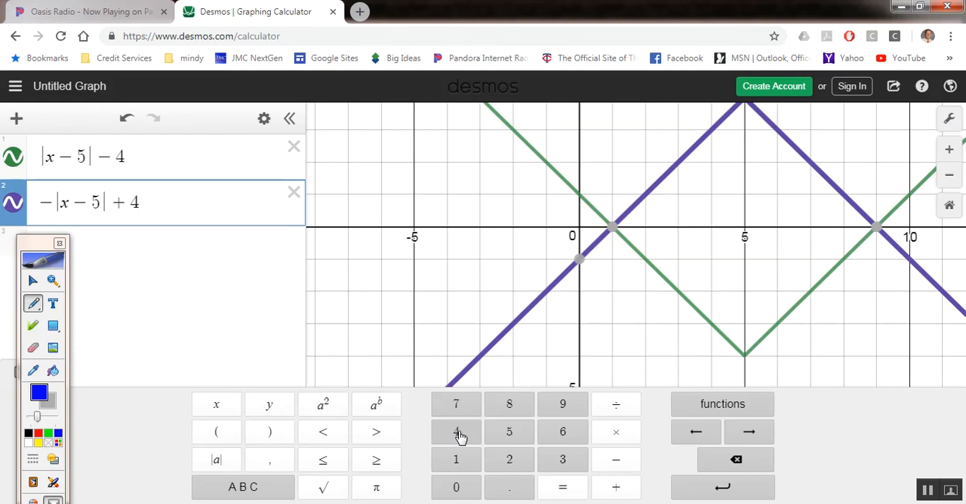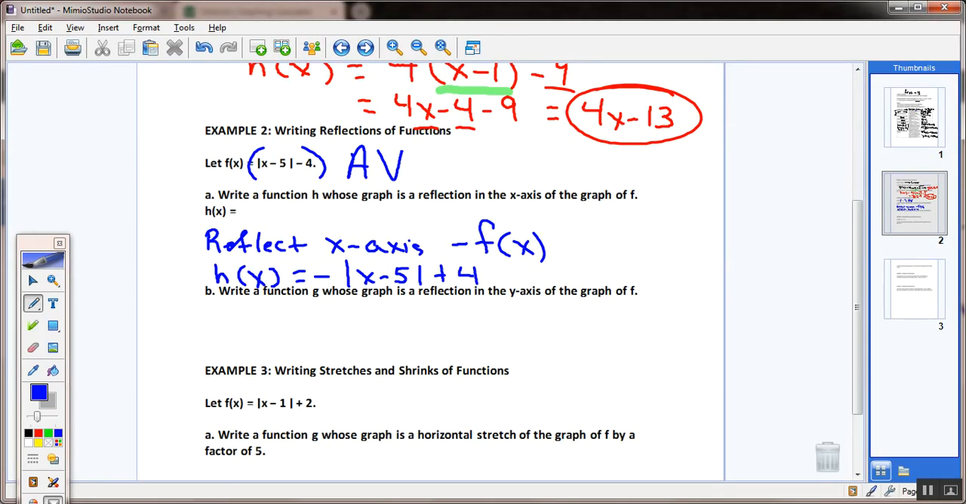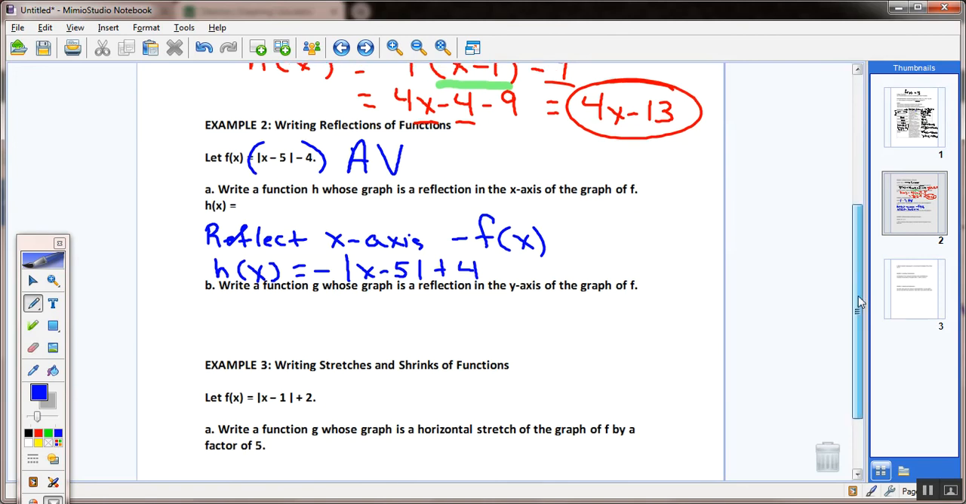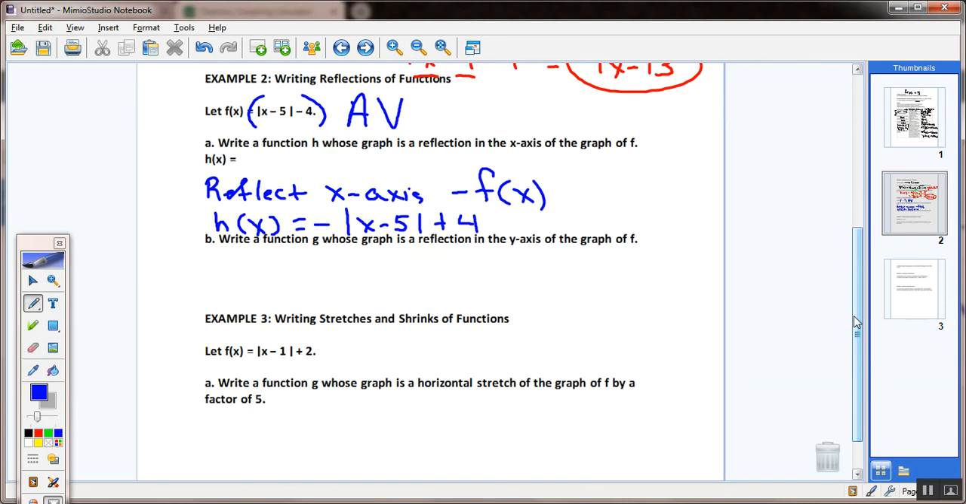Does that look like a reflection, one flipped over on top of the other? Yeah. Are we right? Yes. We have to be, okay? Right? Let's try another one. It says write a function g whose reflection is in what, kids? Y-axis. This is the tricky one. Okay? To reflect in the y-axis, it's not negating everything. It doesn't say negate everything. It just says negate inside of what?